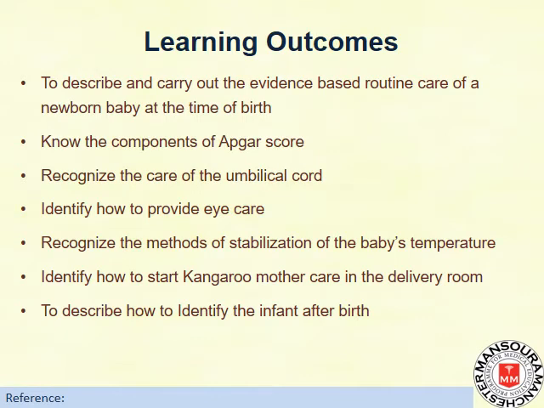Our learning outcomes are to describe and carry out the evidence-based routine care of the newborn baby at the time of birth, to know the components of Apgar score, to recognize the care of the umbilical cord, to identify how to provide eye care, to recognize the methods of stabilization of the baby's temperature, to identify how to start kangaroo mother care in the delivery room, and to describe how to identify the infant after birth.